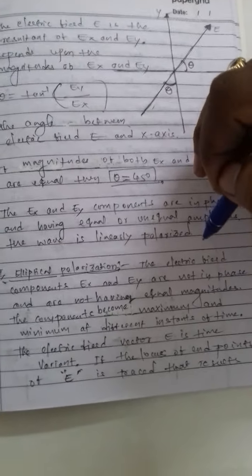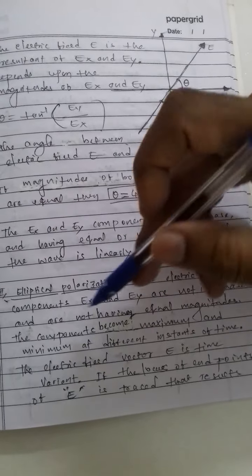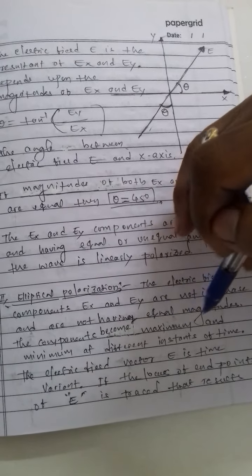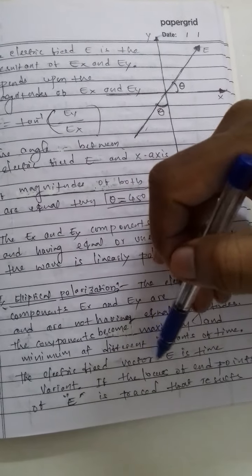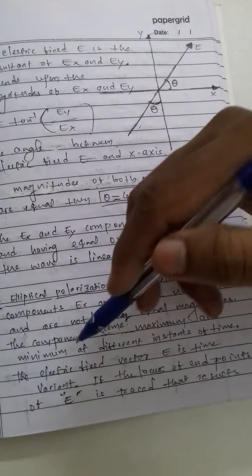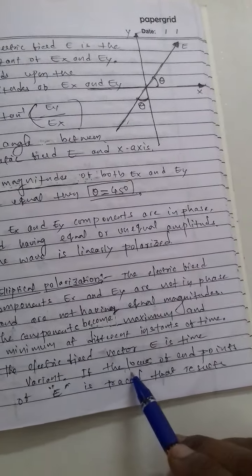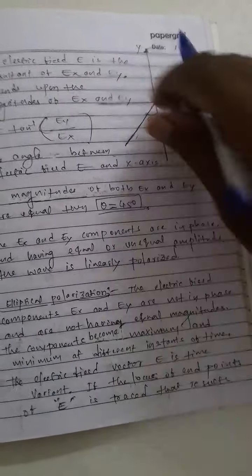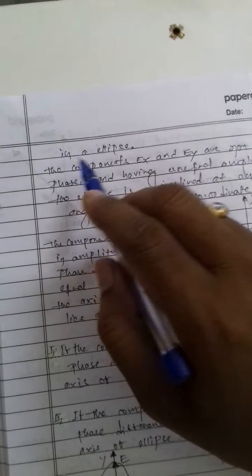Elliptical polarization. The electric field components Ex and Ey are not in phase and do not have equal magnitudes. The components become maximum and minimum at different instants of time. The electric field vector E is time variant, and if the locus of the endpoints of E is traced, that results in an ellipse.